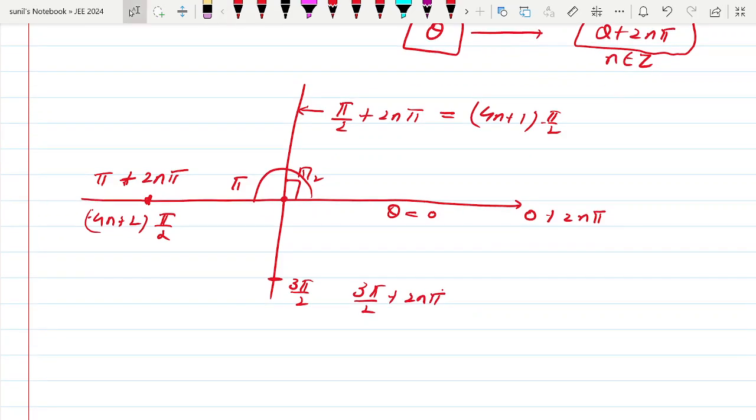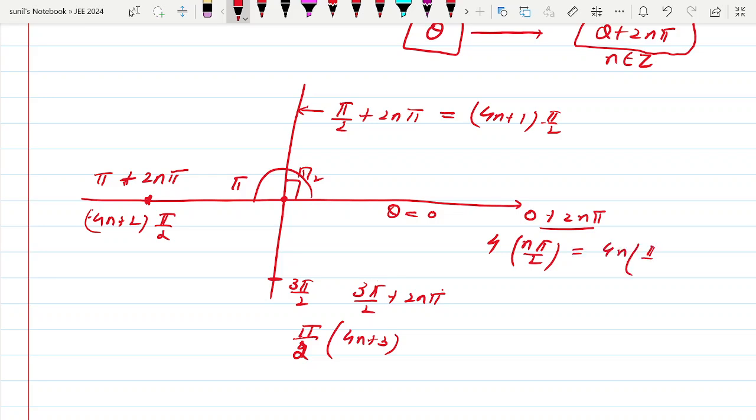So we can write this as, if I take pi by 2 common, it is nothing but 4n plus 3 type of expression. And for the first case we can write this as 4n times of pi by 2. Now see, you can see that all the coterminal angles are of 4n types, that is 4n, 4n plus 1, 4n plus 2, and 4n plus 3.